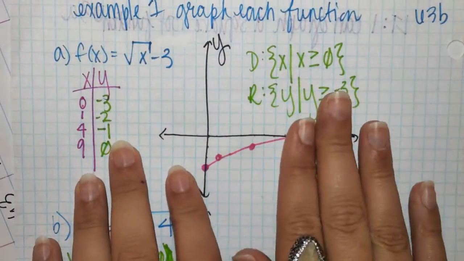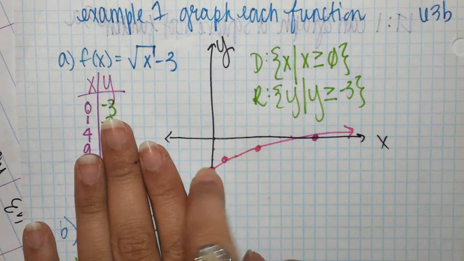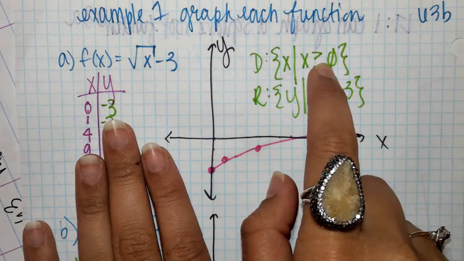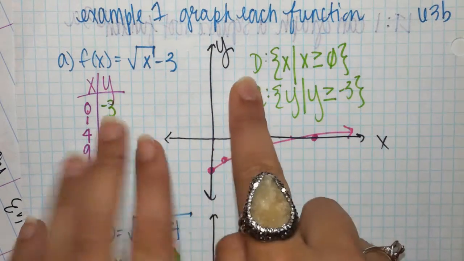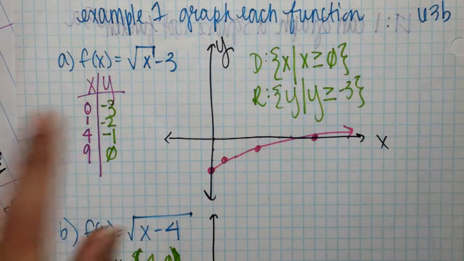All right, so let's go over the domain and range for this again. Domain, x values cannot be less than 0 here. So it's x is greater than or equal to 0. The range here is going to be greater than or equal to -3 because that's our smallest y value.